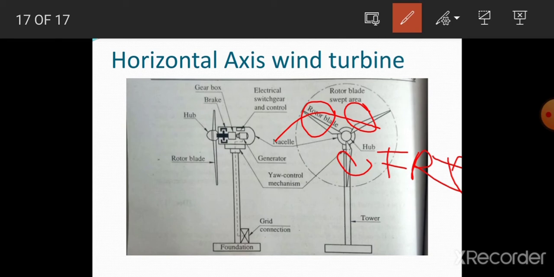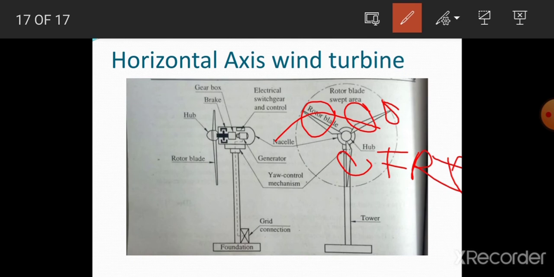So the blades are slightly twisted from the outer tip to the root to reduce the tendency to stall. Otherwise it will stop rotating, and it will stop at one point. To reduce that, it is slightly twisted. In addition, there are centrifugal force and fatigue. Why fatigue? Fatigue will happen due to continuous vibration.